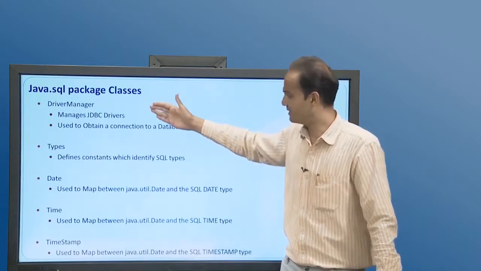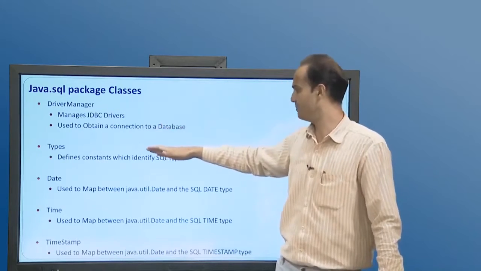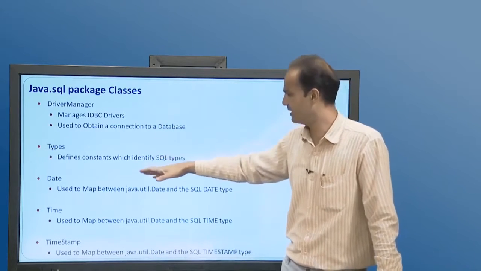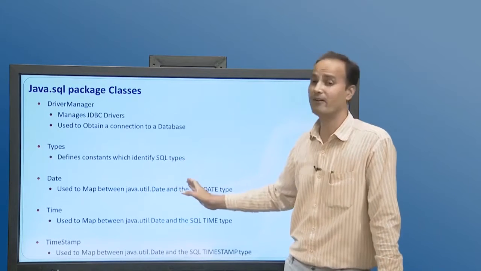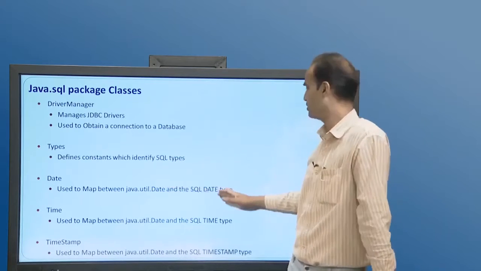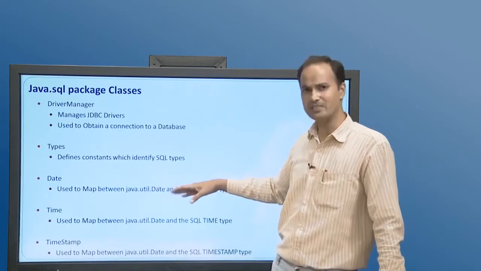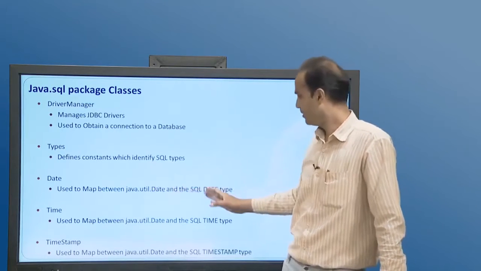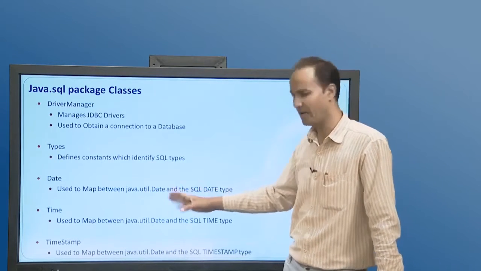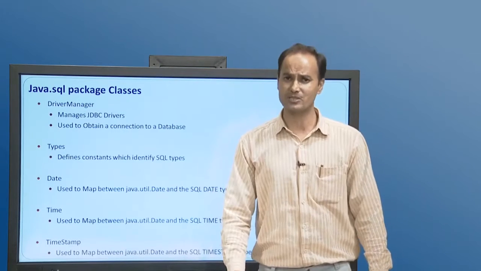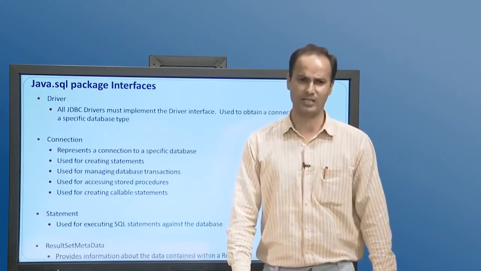Apart from DriverManager, there is the Types class, which defines constants for different SQL types. The Date class is used to map java.util.Date to the java.sql Date type. Then the Time class is used to map java.util.Time with SQL Time. The Timestamp class is used to map java.util.Timestamp with the SQL Timestamp.